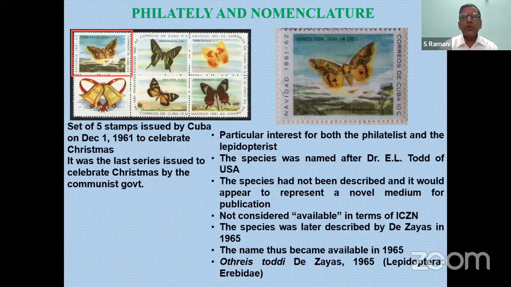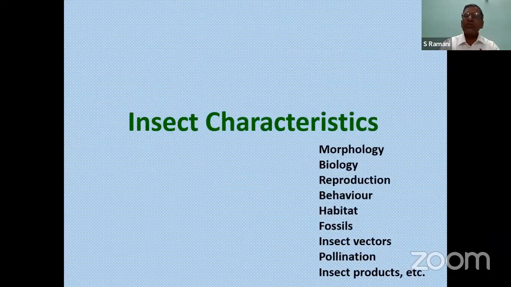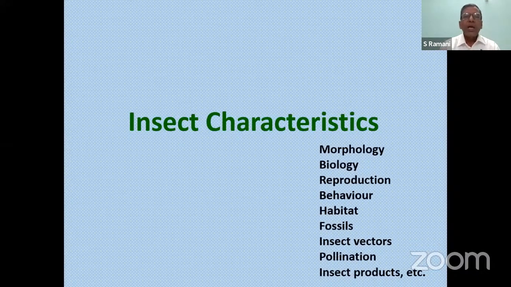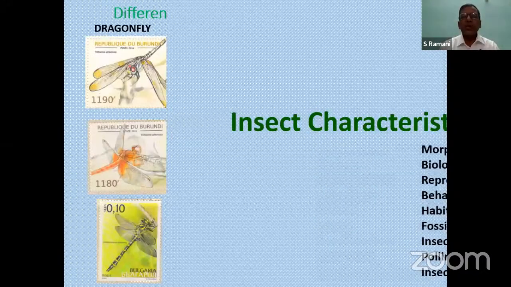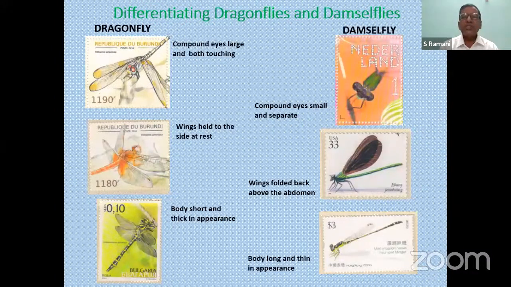Now I will take you through some of the insect characteristics that have been featured on stamps, maybe morphologies, some aspects of biology, reproduction, behavior, habitats, fossils, insect vectors, pollination, insect products. So these are some of the things that I thought might be of interest to you. So I will take you through them. If you look at these particular stamps, this is a very wonderful example of how we could study various aspects of insects using stamps.